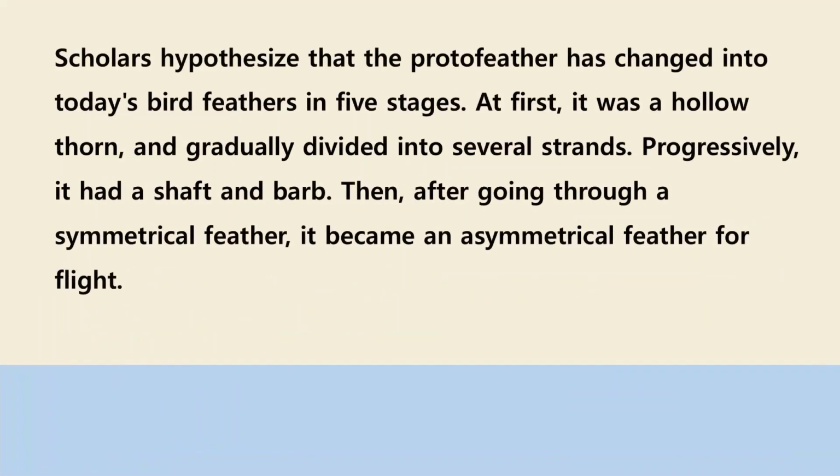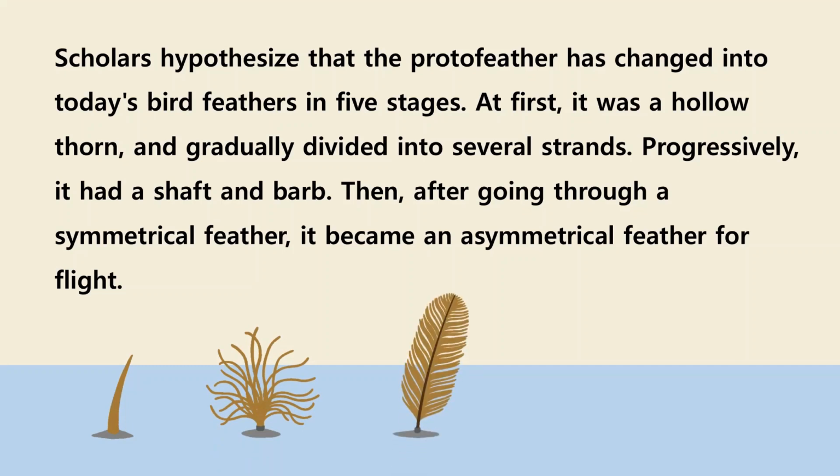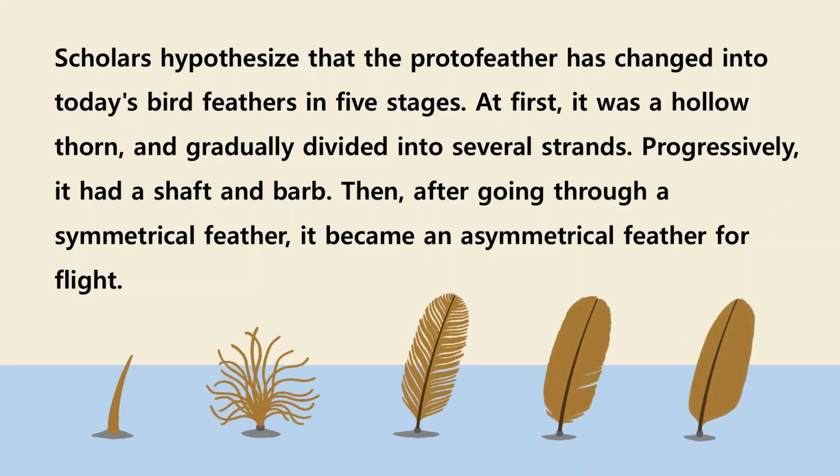Scholars hypothesize that the proto-feather has changed into today's bird feathers in 5 stages. At first, it was a hollow thorn, and gradually divided into several strands. Progressively, it had a shaft and barb. Then, after going through a symmetrical feather, it became an asymmetrical feather for flight.